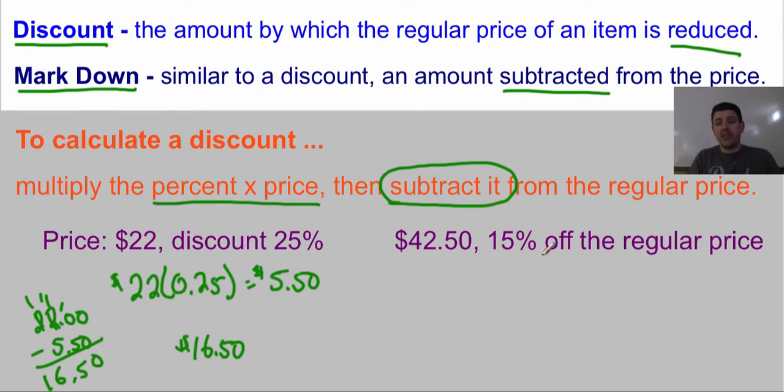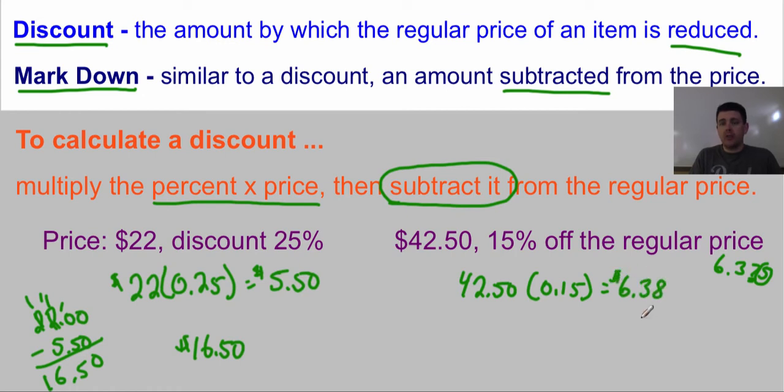$42.50, and we want a 15% off the regular price. So we're going to do $42.50 times 0.15. And that's going to give me 6.375, but again, we only want 2 decimal places. So we're going to round to the hundredths. That 5 says round up, so it's going to round up to 6.38. So you are going to have to do some rounding. So we're going to save $6.38.